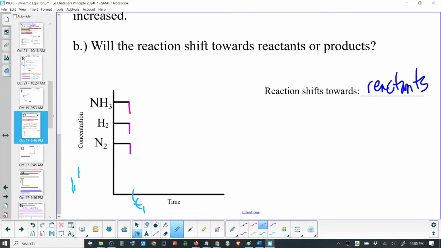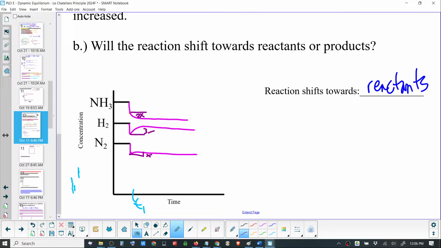Let's make, which one's the most? 3? So let's make this one 3. And then that one's 2. And then that one is 1. Not very much at all, because I didn't give myself very much room. 3x, 2x, 1x. In terms of the amounts.